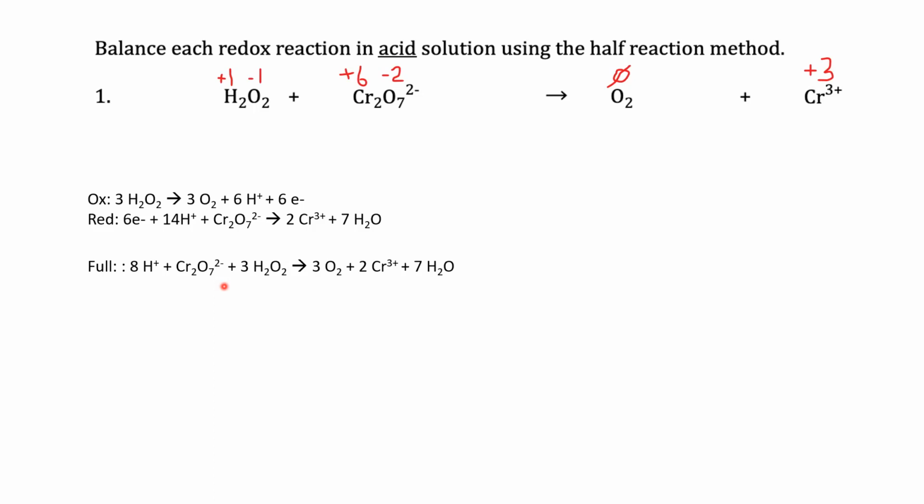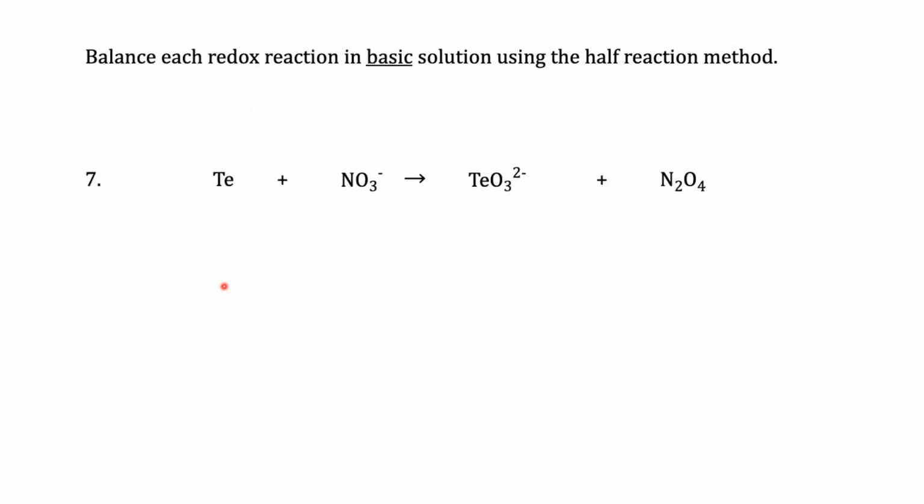And then with the next one, like I said, this is going to be in a basic solution. So we're still going to follow those same steps. But when we add hydrogen ions in this case, since it's going to be in a basic solution, we're going to balance out those hydrogen ions by placing the same amount of hydroxide on both sides of the chemical equation. So if at some point we add, let's say, 4 hydrogen ions to the left of a half reaction, we're then going to add 4 hydroxide ions to both sides of that half reaction.